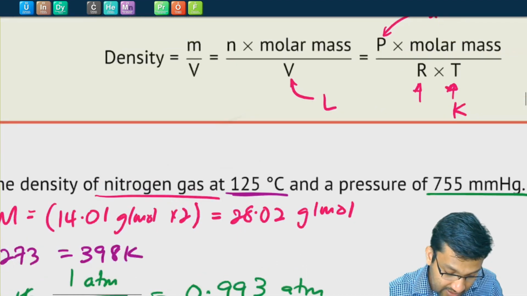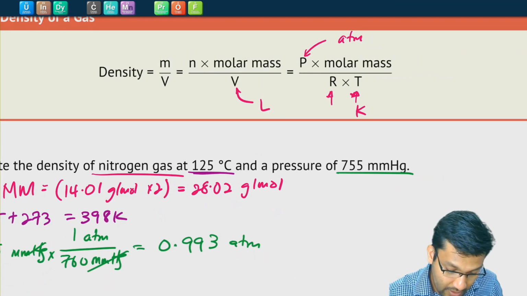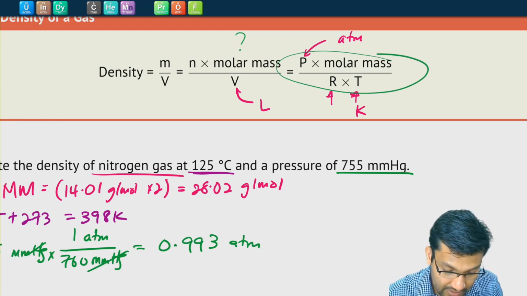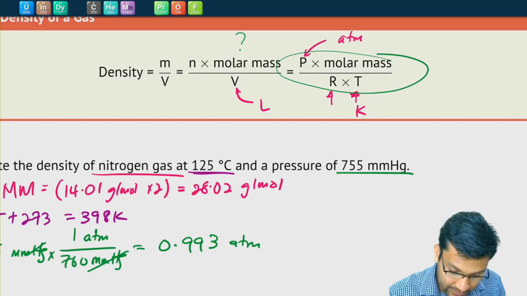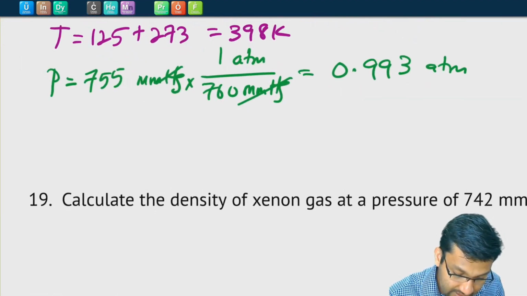So now we just need to use this equation to figure out density. We know the molar mass. We don't know the number of moles, so we can't use this part of the equation. But we do know these components. We know the pressure, we know the molar mass, we always know R, and we know the temperature in Kelvin. So we can just set that up.